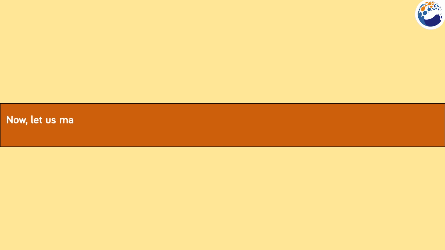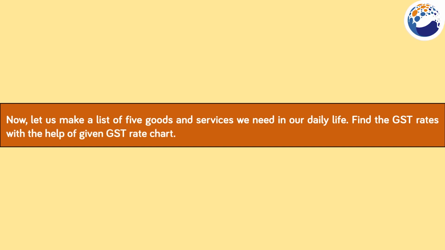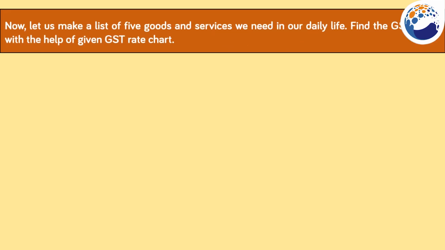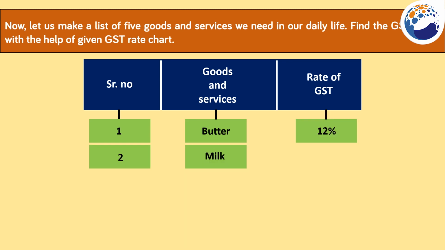Now, let us make a list of 5 goods and services we need in our daily life. Find the GST rates with the help of the given GST rate chart. 1. Butter, rate of GST is 12%. 2. Milk, rate of GST is 0%.